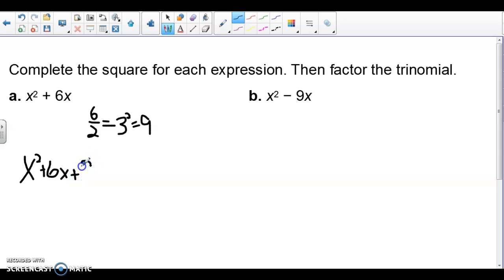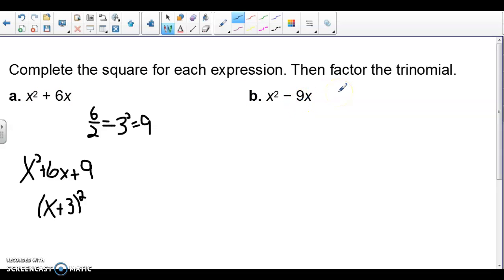Now the last step is to factor it. So if I want to factor this, your a value is 1. What two values multiply to 9 and add to 6? Well, 3 and 3. So that's because this is a perfect square trinomial. So I can rewrite it as x plus 3 squared. So we've completed the square for x squared plus 6x. Now we'll do it over here.